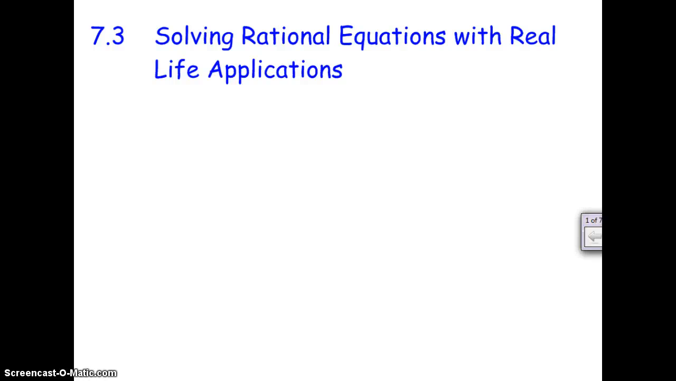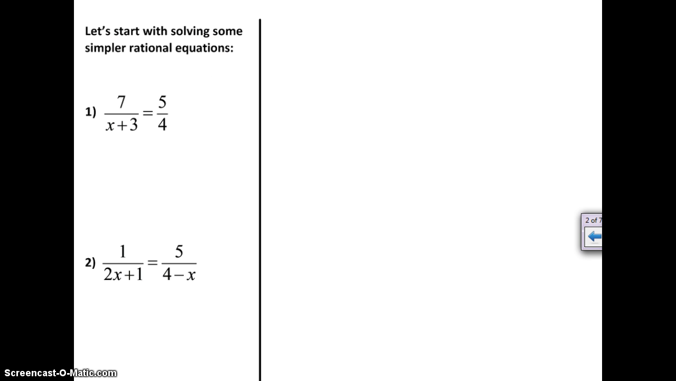Hello, Algebra 2. You guys have a solving for your rational equations section of this unit right now. 7.3, go ahead and label the top of your paper. We are going to solve rational equations, and we're also going to look at a real-life application as well, all right? So, first example, we're going to start off a little bit basic.